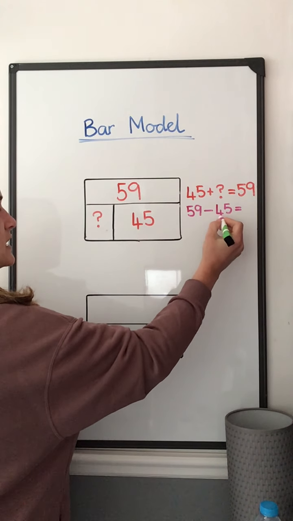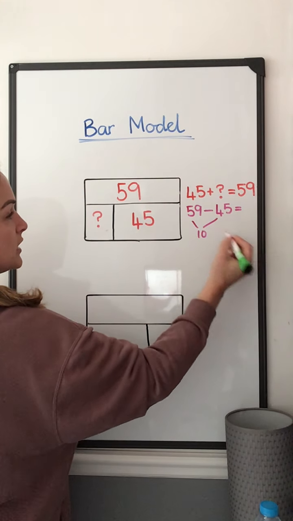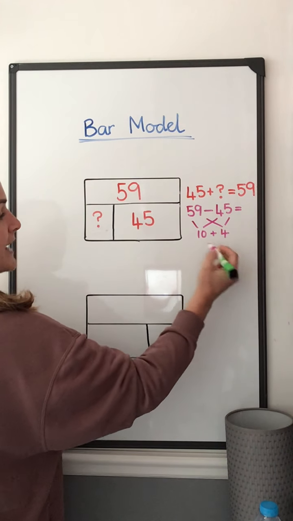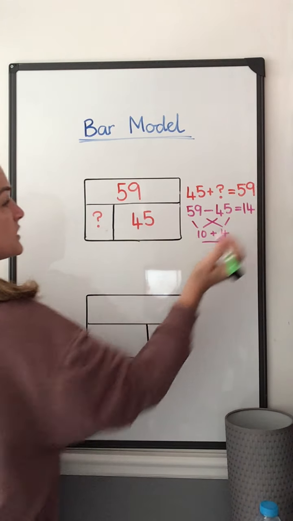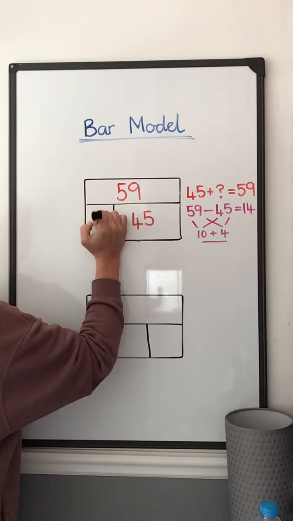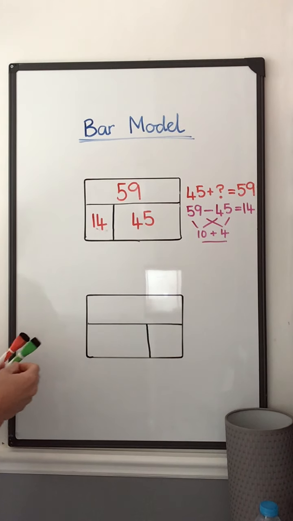Partition, 50 take away 40, I know is 10. 9 take away 5, I know is 4. So I'm going to add those together, even though it's a takeaway, I need to find my total. The answer would be 14. So now I know I can get rid of my question mark, and I know that my missing number is 14. And again, you can do the same thing with takeaway. You can use the bar model to visualise the sums and the calculations that you need to find out.